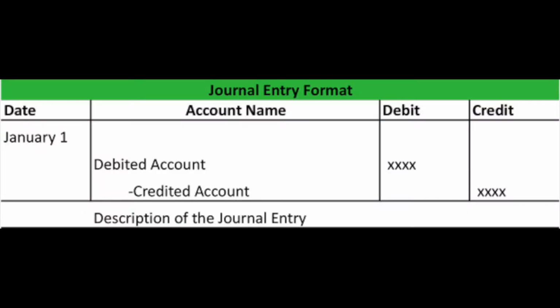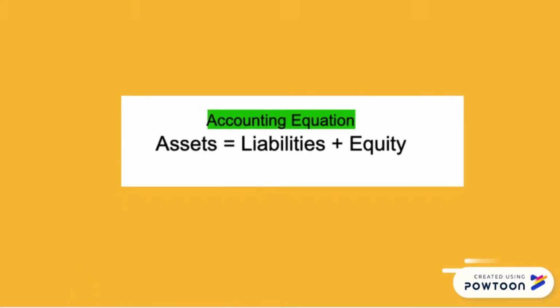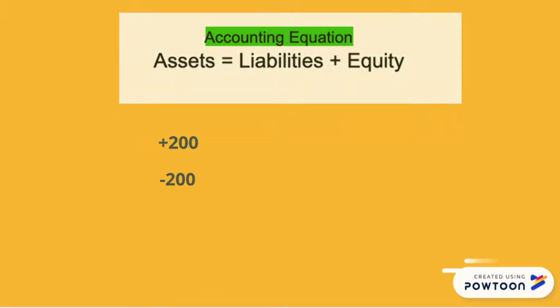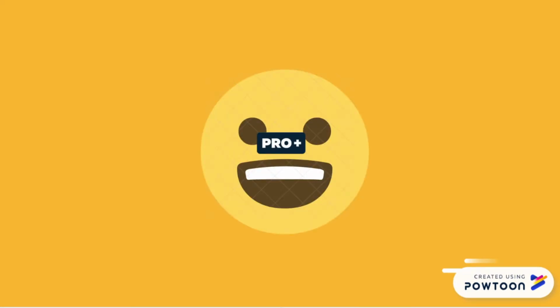A journal entry must be made to record the fund's establishment. We would record the entry as the following. Petty cash is debited as it is an increase in assets, and cash is credited as it is a decrease in assets. This is what it means in the context of the accounting equation, which therefore shows there is no change in assets and the equation balances.